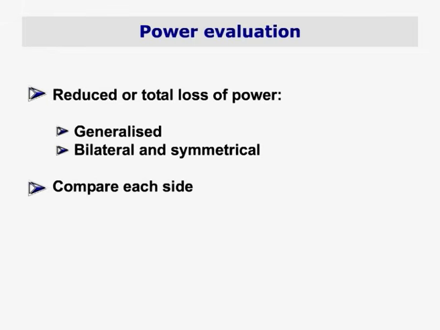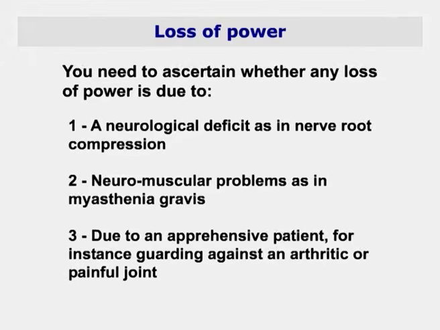To make a meaningful assessment, you need to compare side to side. You need to ascertain whether loss of power is due to a neurological deficit, as in nerve root compression, neuromuscular problems, as in myasthenia gravis, or due to an apprehensive patient, for instance guarding against an arthritic or painful joint.